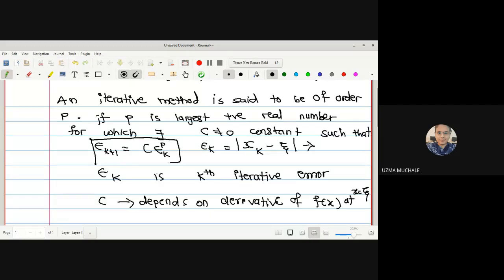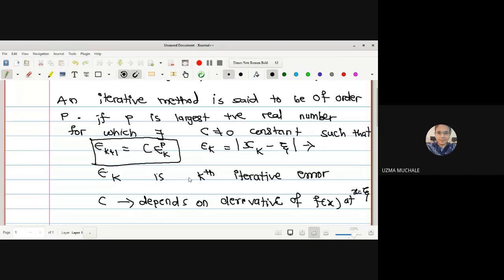What is this condition? The error at the k plus 1th stage, epsilon, is the notation we are using for our error. The error at the k plus 1th iteration, as we are performing the iterations, first iteration, second iteration, is equal to C epsilon k raised to P. That means epsilon k plus 1 should be exactly equal to some constant C times epsilon k raised to P.